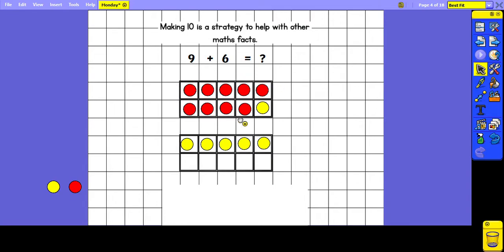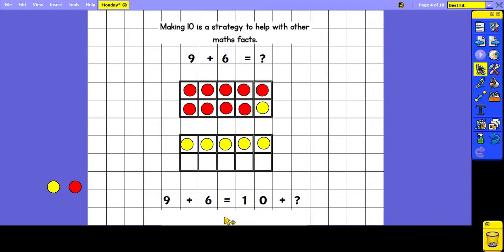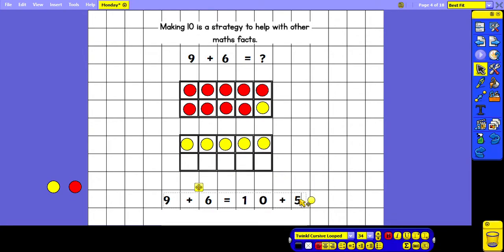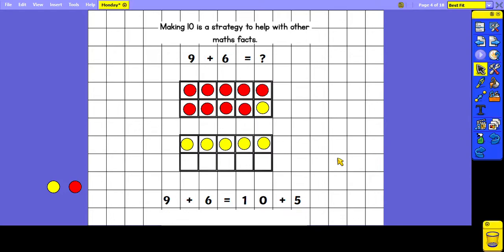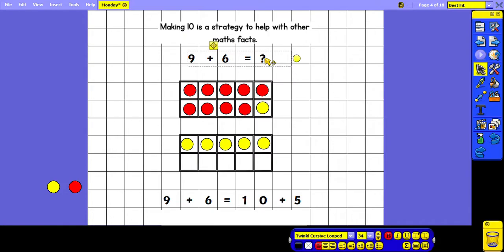So now this top 10 frame represents 10 because there are 10 counters, and the second one has 5 counters. So the answer to 9 add 6 is the same as the answer to 10 add 5. 10 add 5 is much easier for you to work out in your head than 9 add 6. And I know that 10 add 5 is 15, so 9 add 6 is also 15.